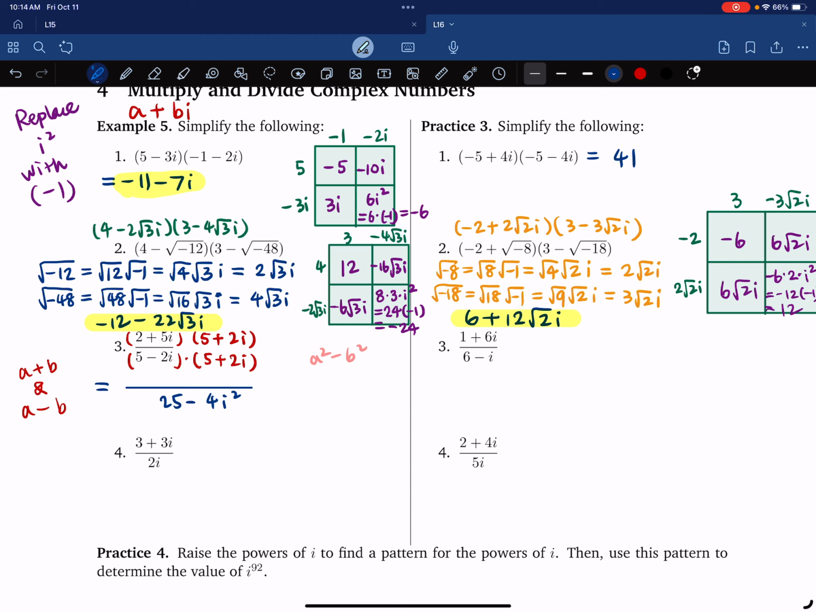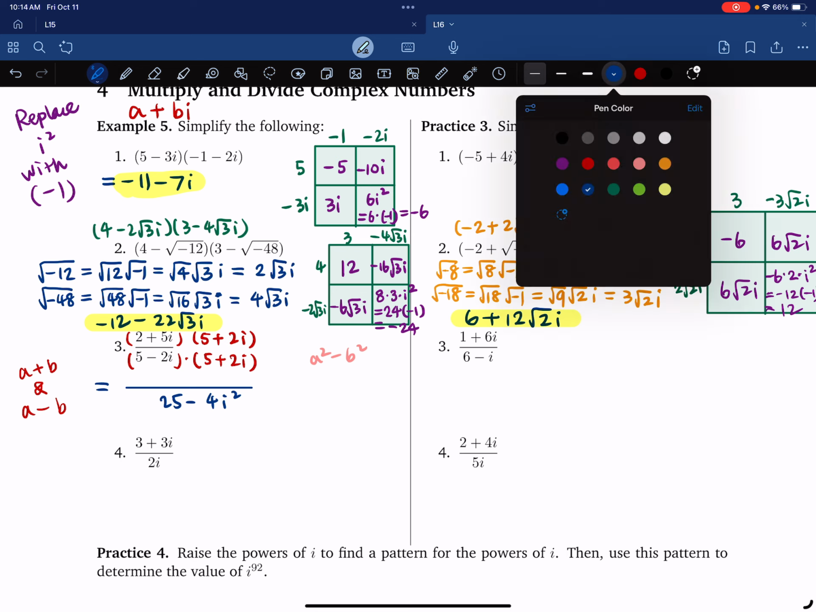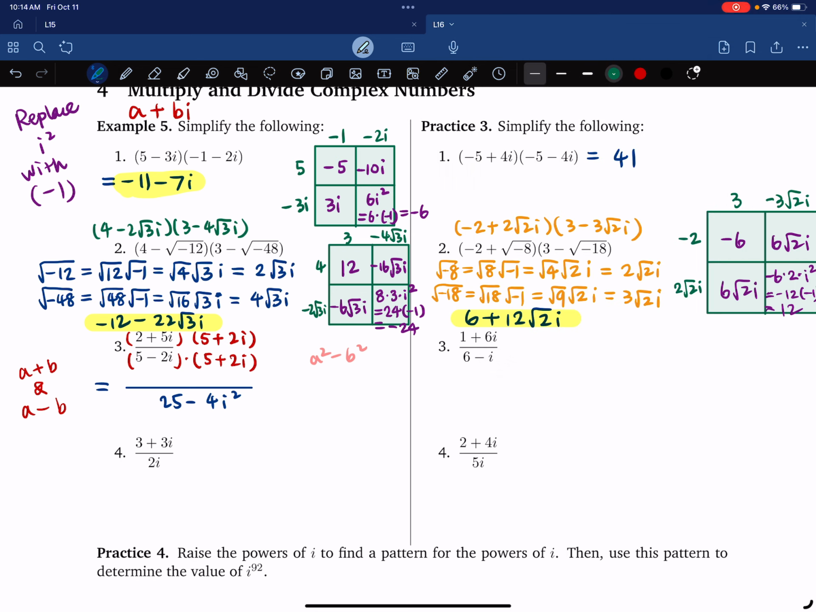And then on the top, you could do a box, which is recommended. So I'm going to do a box. Let's get rid of this. Do a box. And then I'm going to divide the sides into 2. And then write down the numbers. So on the top, we have 2 positive 5i. And the other number is 5 positive 2i, and then we're multiplying this.